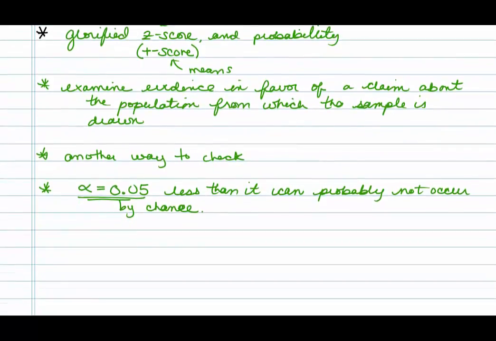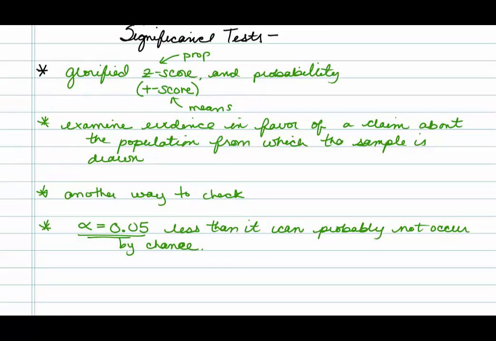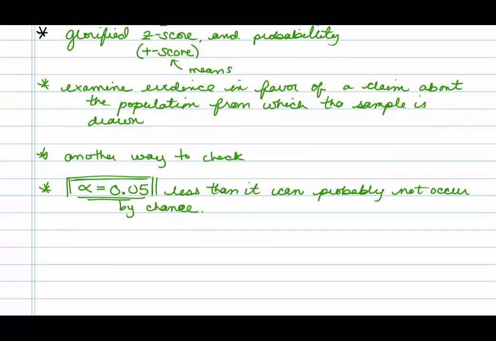Sometimes we'll say alpha is 1% because we're being really, really strict about it, and we want to make sure that it's really not plausible for this to happen by chance. If the problem doesn't state it at all, we're going to be using 5%. Pretty much, if it happens below that amount, then it probably can't possibly happen by chance.